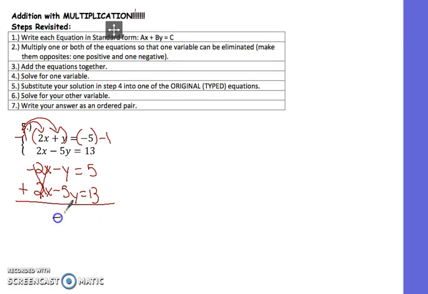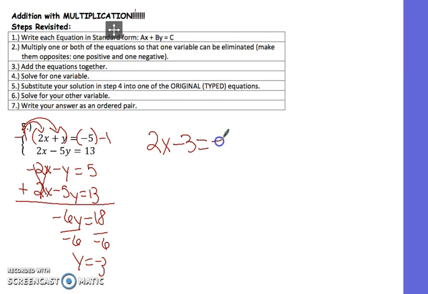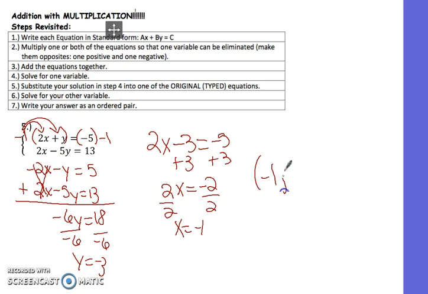They're eliminated. Negative 6y equals 18. Divide by negative 6. You get y equals negative 3. Let's sub it back in. 2x plus negative 3, which is the same thing as minus 3, equals negative 5. So I add my 3 to both sides. 2x equals negative 2. Divide by 2, and you get x equals negative 1. Negative 1, negative 3. And you can always go back and check.